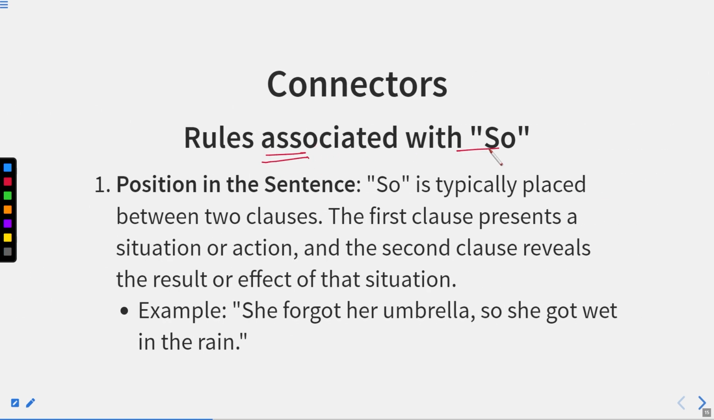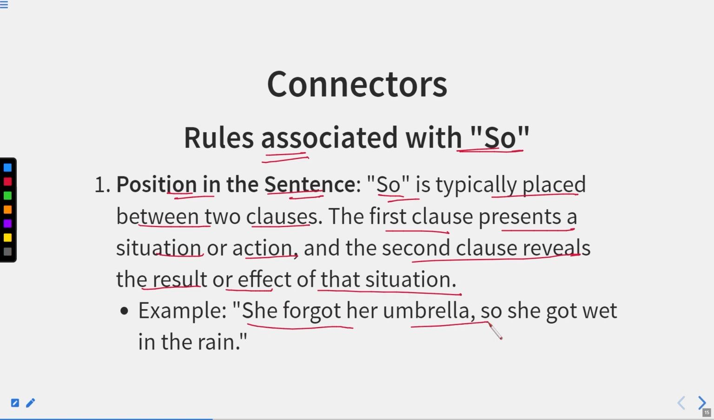Now, what are the rules associated with so? First of all, we have the rule of position in the sentence. So is typically placed between two clauses. The first clause presents a situation or action, and the second clause reveals the result or the effect of that situation. She forgot her umbrella, so she got wet in the rain. Now, basically, we cannot use this so in the beginning of the sentence.